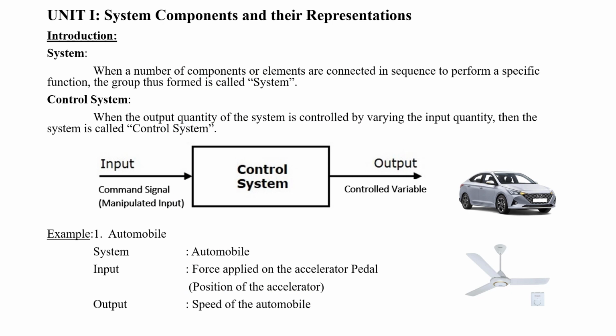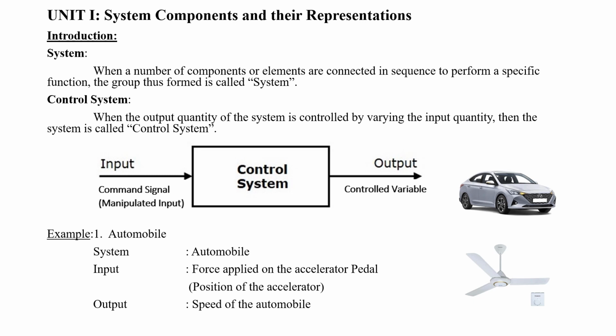Before entering into this unit 1, we are going to see what we mean by control system. First of all, what do we mean by system? When a number of components are connected in a specified manner to perform a specific function, the group formed is called a system. A system is made up of a number of components which perform a specific function, and it also has an input signal and an output signal.